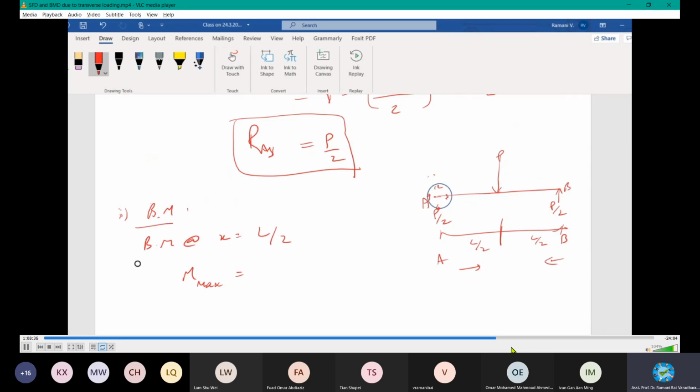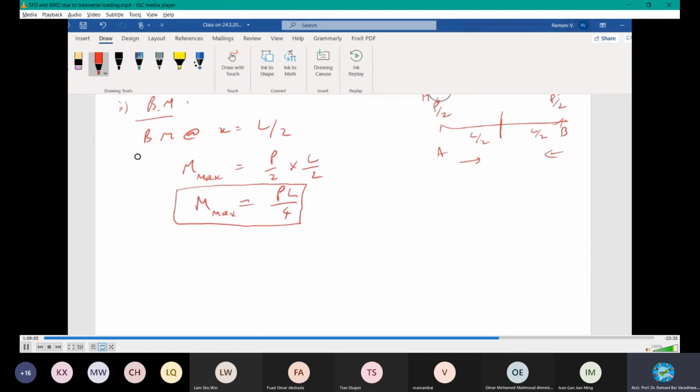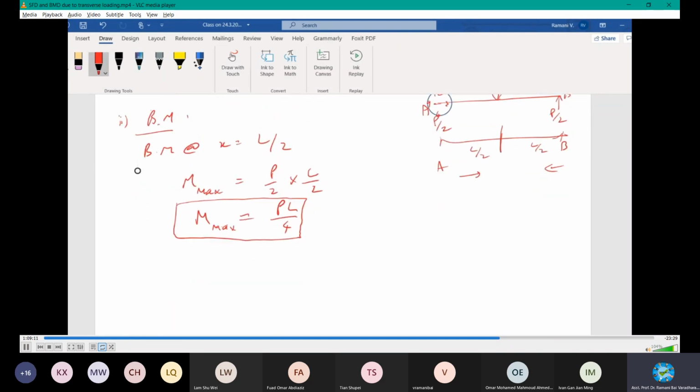Maximum bending moment will be, if you go from A, the reaction P by 2 times the distance L by 2, right? End up with PL by 4. This is the maximum bending moment. To find the distance at which it is maximum, by proper differentiation you can find the number. For now, just keep it like this, because it's not most important in our case. And then the maximum bending moment is found. What else do you need to know? Next case, right? Let's go for the next case.